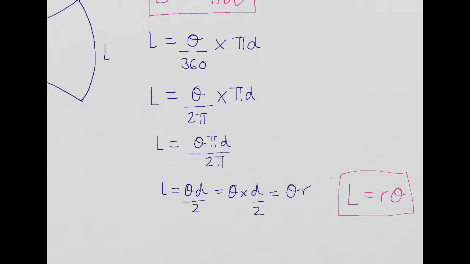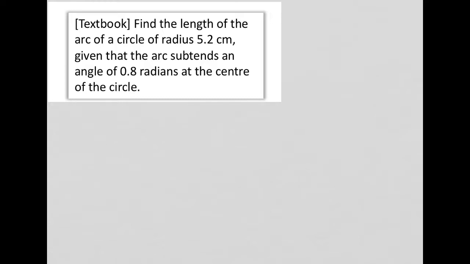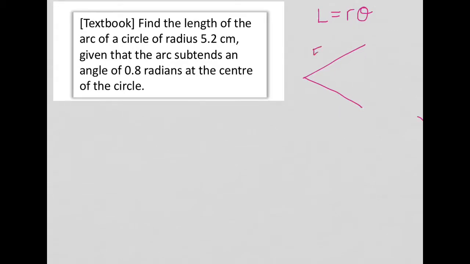So we're now going to use that to help us do some questions. So here, find the length of an arc. I do like a diagram, with a circle of radius 5.2. And the angle at the centre is 0.8. It's in radians, which is good because we're working in radians. So this is really lovely and easy.